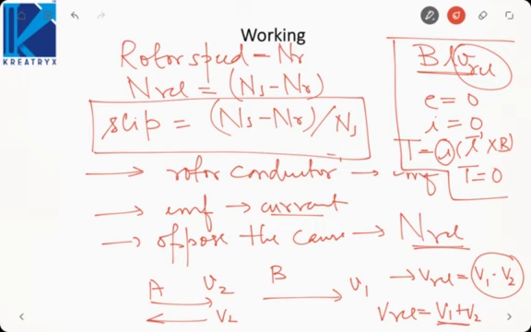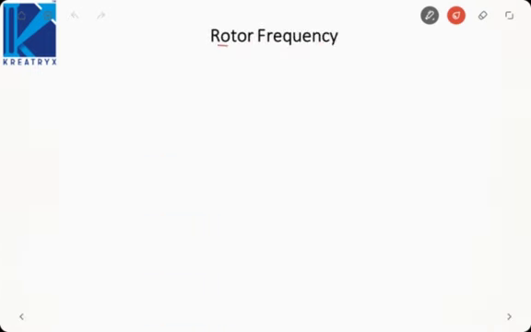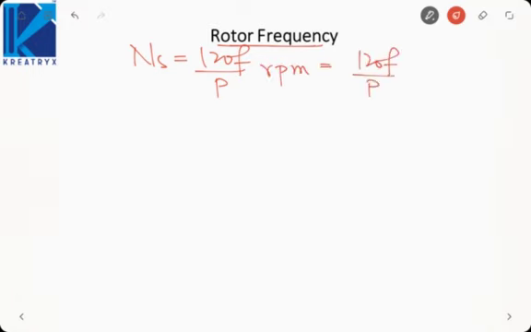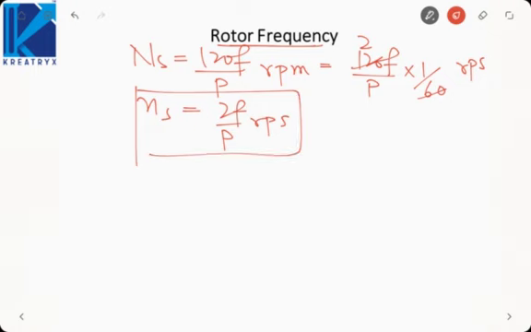Now let us see the current that is flowing in the rotor, what will be the frequency of the currents induced. So we know synchronous speed is 120 f by P RPM, or we can say 120 f by P into 1 by 60 RPS, revolution per second. So it will be 2f by P RPS, let us represent by small ns. This is the synchronous speed. And we can say f is equal to P into ns by 2.